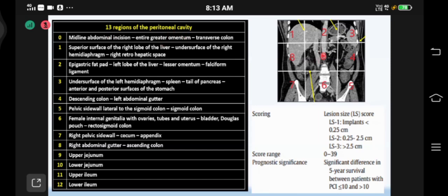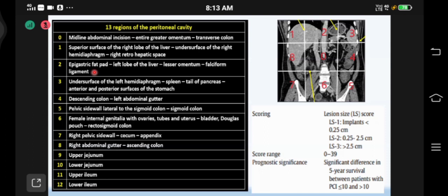Region 0 corresponds to the midline abdominal incision, the entire greater omentum and the transverse colon. Then number 1 refers to the superior surface of the right lobe of the liver, the undersurface of the right hemidiaphragm, and the right retrohepatic space.